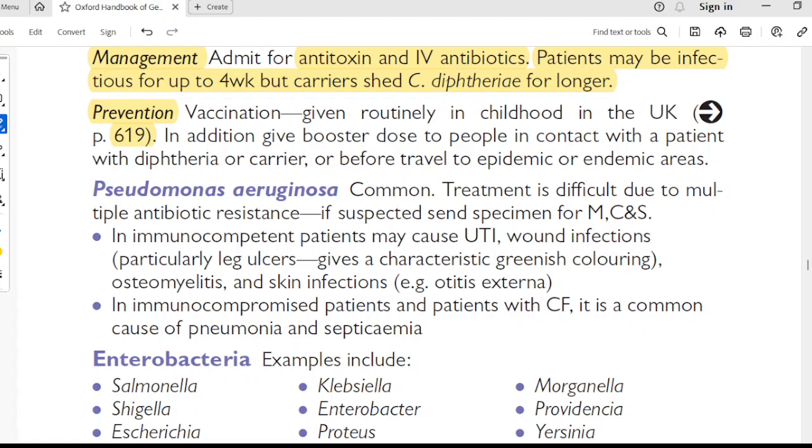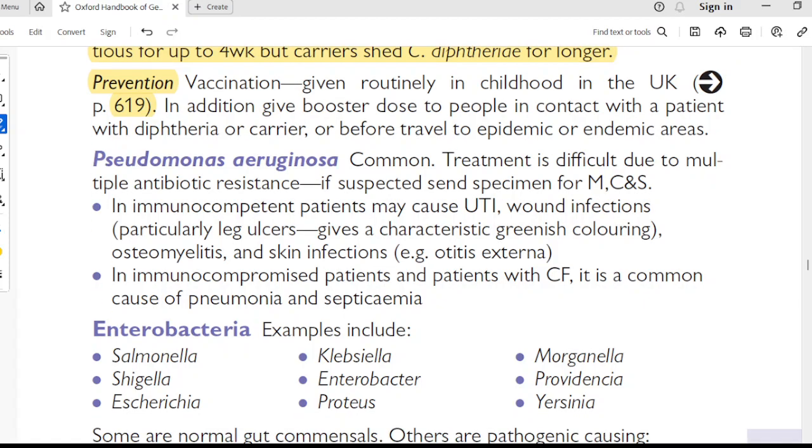In addition, give a booster dose to people in contact with a patient with diphtheria or a carrier, or before travel to epidemic or endemic areas. So you need to give a booster dose to people in contact with a patient with diphtheria or a carrier, or before travel to an epidemic or endemic area. So that is the booster vaccine for diphtheria.